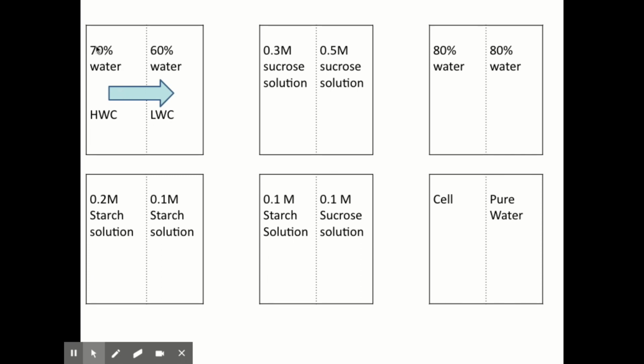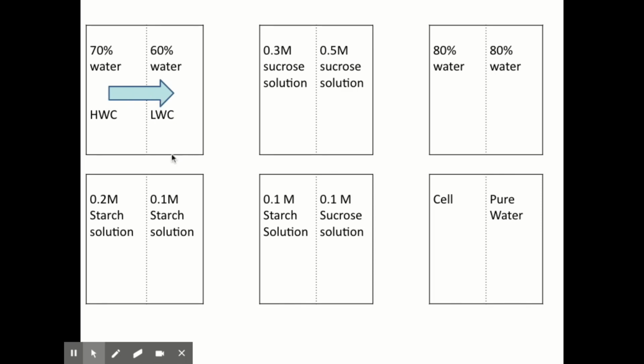So we have 70% water on the left-hand side of our semi-permeable membrane, or selectively permeable membrane, and 60% water on the right. Out of 70% and 60%, 70% is higher, so this is our high water concentration, and on the right is our low water concentration. Once we have that, we just draw an arrow from high to low, so in this case the water would move from left to right.